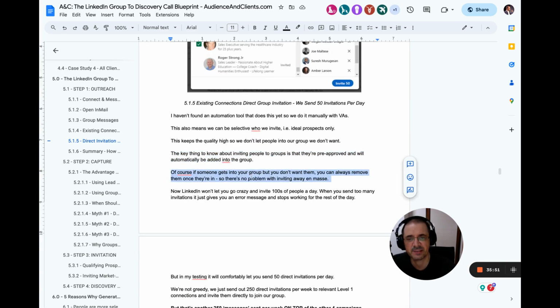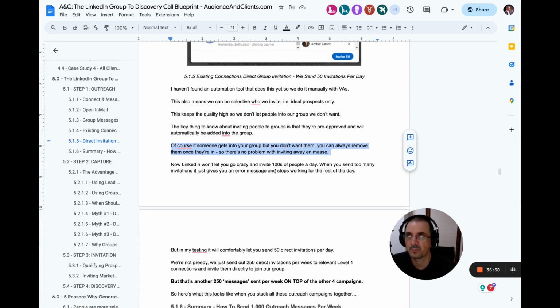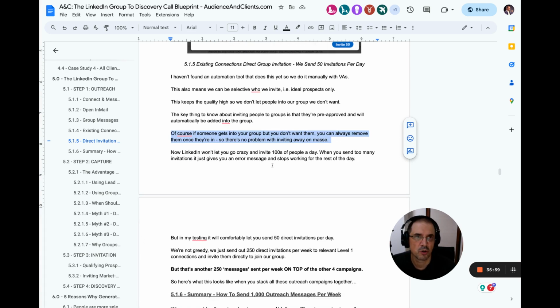Now, if someone gets into your group but you don't want them, you can always remove them once they're in. There's no problem. Even with just inviting en masse, no problem at all, because you control who is in and who's not in your group. That's the power of running your own group.